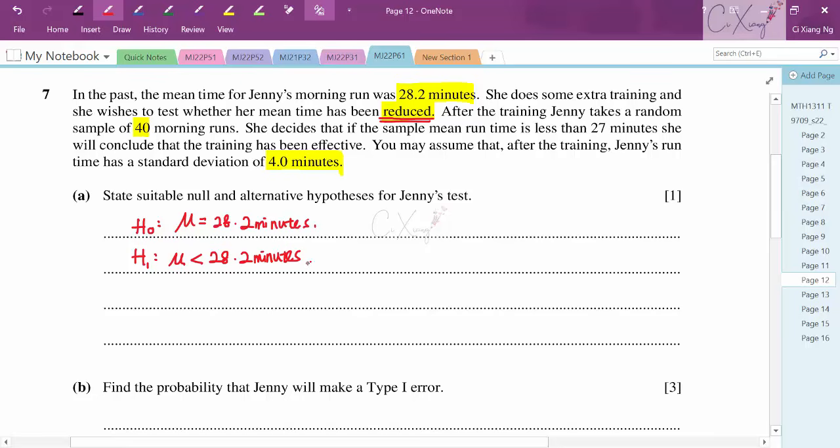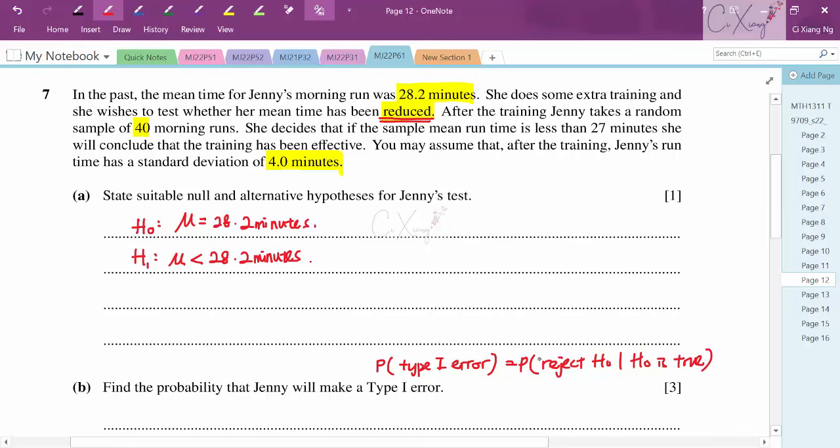Okay, and part B, they want us to find the probability that Jenny will make a type 1 error. Right, so if we are interested in type 1 error, generally we need to know the definition: a type 1 error is to reject the null hypothesis when the null hypothesis is true. This is the definition for type 1 error.